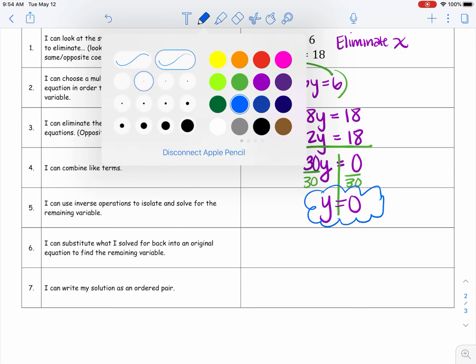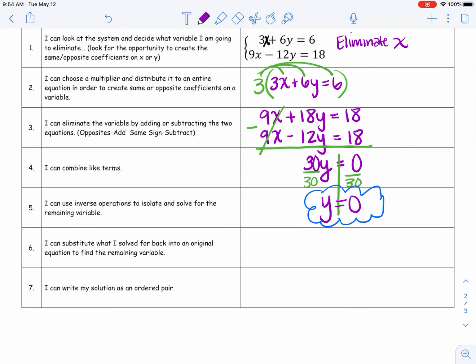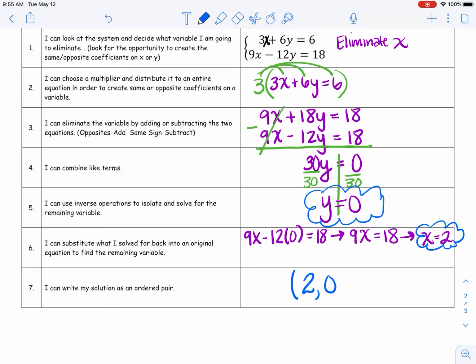And then I'm going to substitute that back in to one of my original equations. I guess let me pick the second one. So let me do 9x minus 12 times 0 equals 18. That negative 12 times 0 is going to go away and leave us with 9x equals 18, which means that x is 2 because 9 times 2 is 18. And there's my x coordinate. Okay, last step, just write it as an ordered pair, x comma y. In this case, our solution is 2, 0.